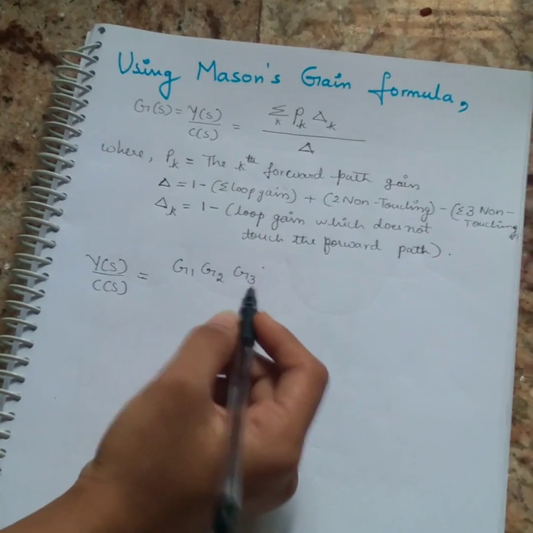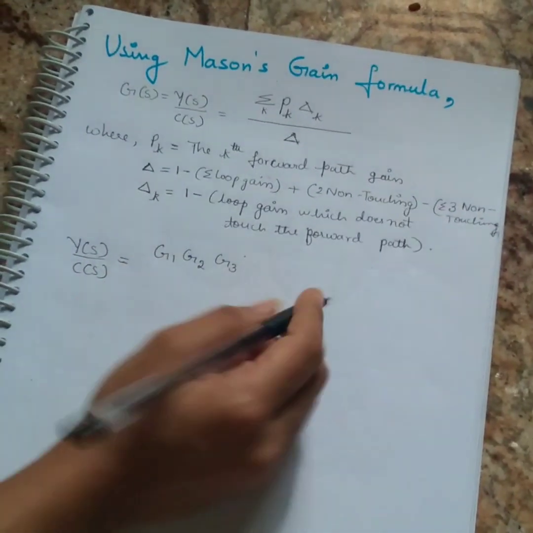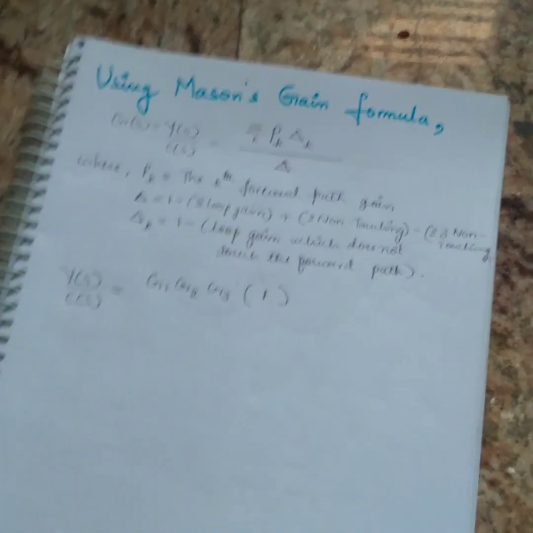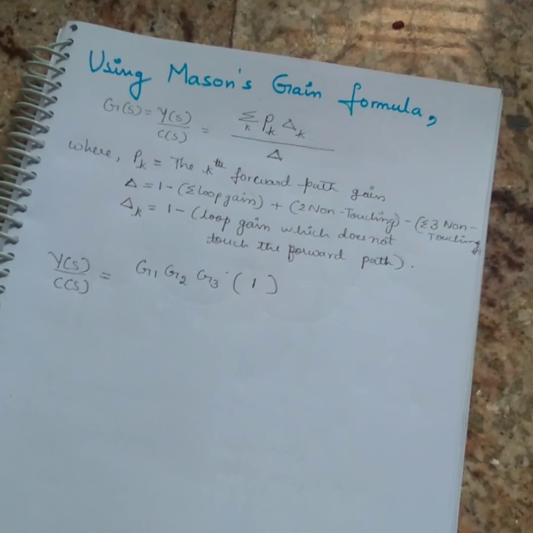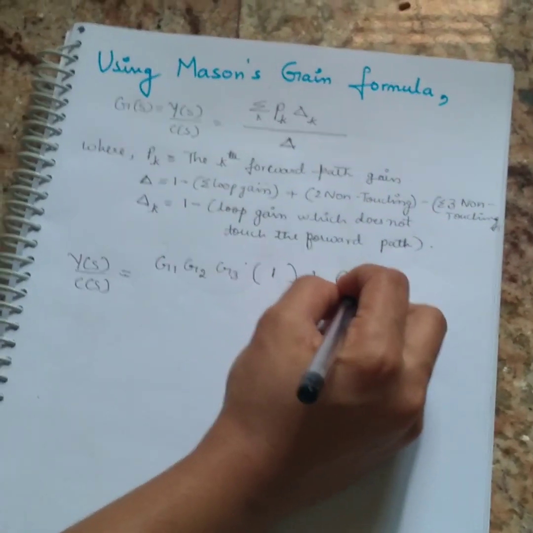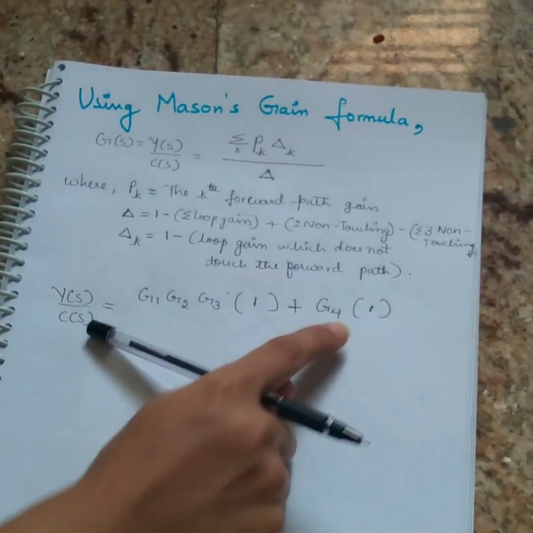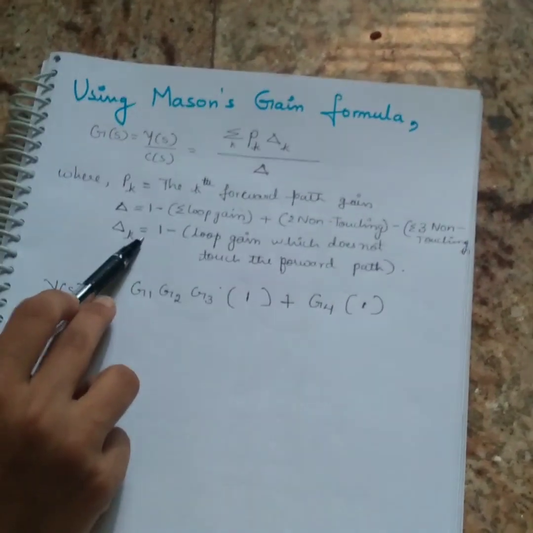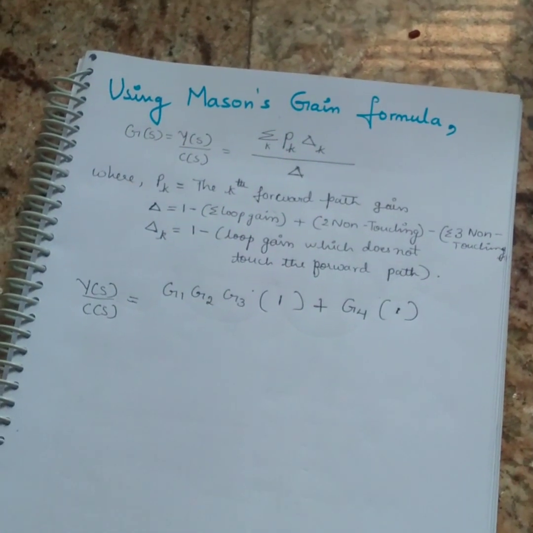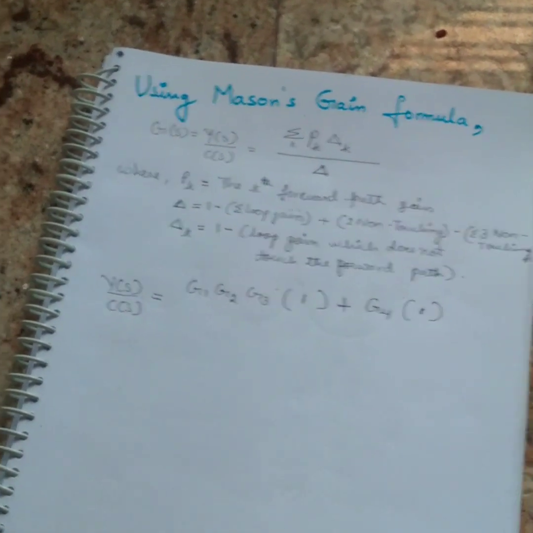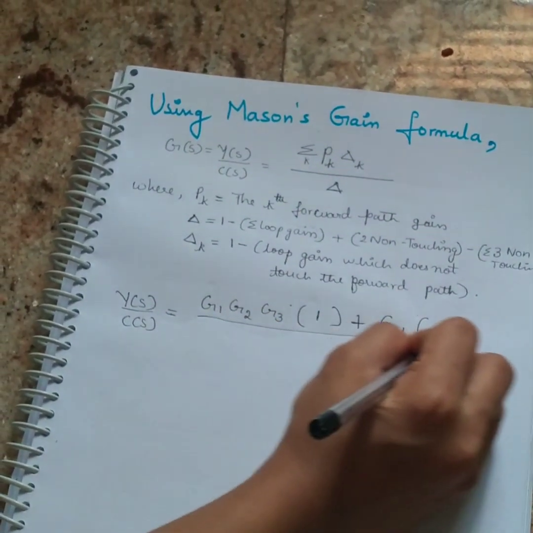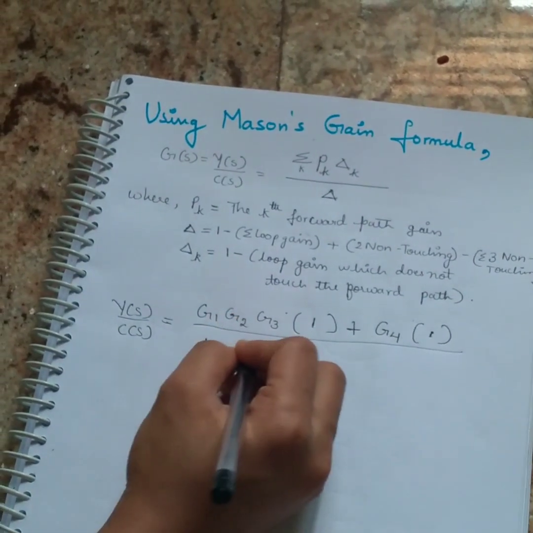Number of forward paths: there were two forward paths. The first one is G1, G2 and G3, and here delta 1 is 1 because for the first forward path there were no non-touching loops, so it is 1. And again plus, the second forward path was G4, and again here it is 1, because delta k is nothing but 1 minus the loop gain that does not touch the forward path. For that forward path all the loops were touching, so hence delta k is 1 here again. Now for the delta part, it is by 1 minus the loop gains.